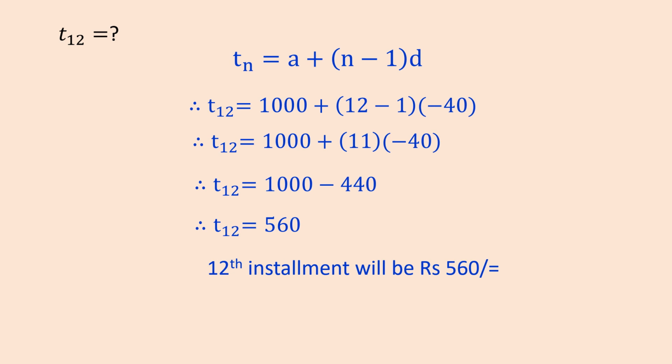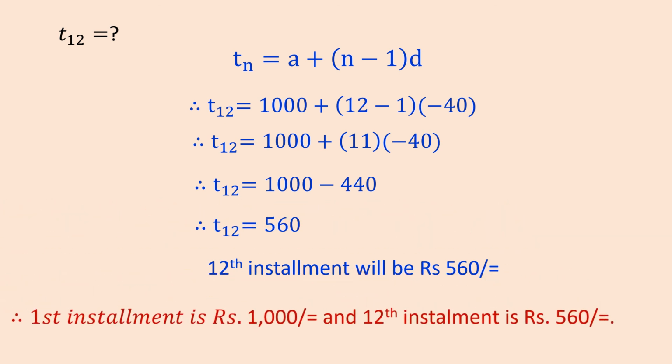So we have calculated T1 and T12 both. I need to write down the answer. The 12th installment will be 560. As you have seen, the first installment is 1000 and the 12th installment is 560. So the final answer you should write like this: the first installment is rupees 1000 and the 12th installment is rupees 560.